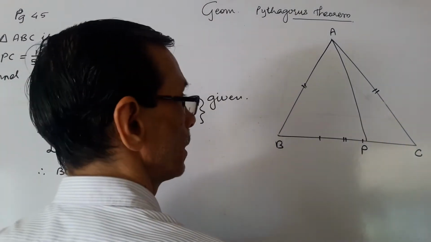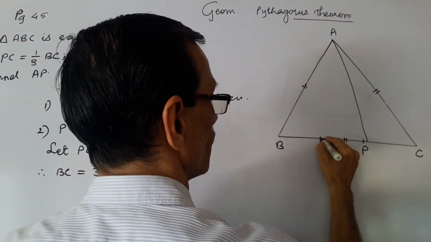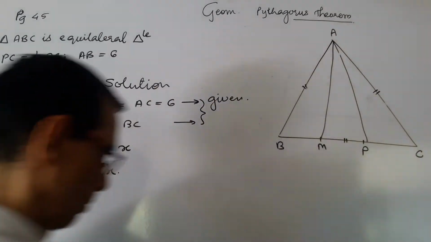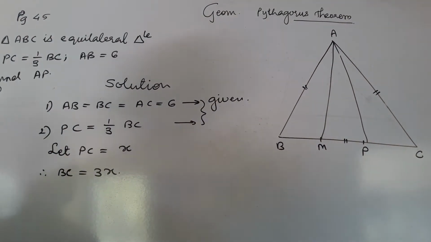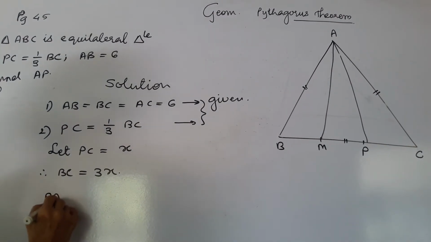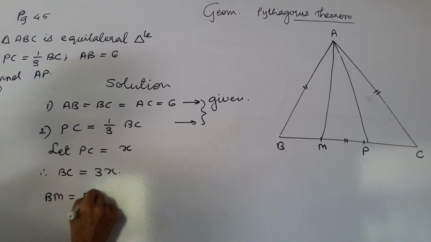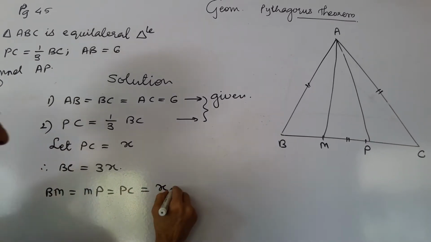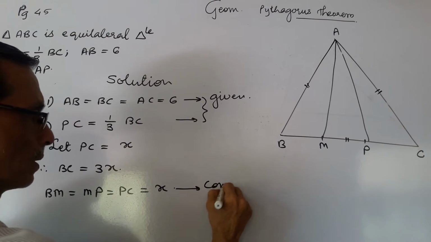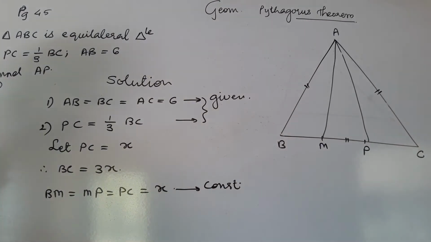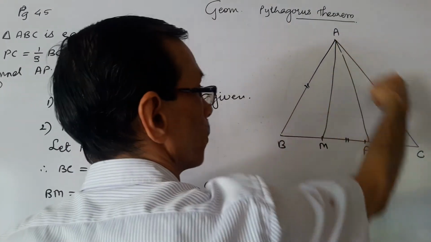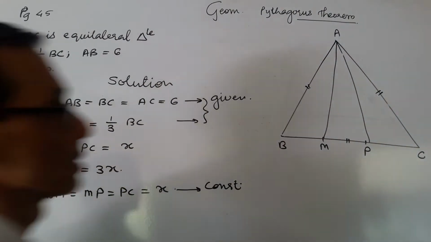Now let us take one more point here, M, and join AM. Therefore we will find that BM equal to MP equal to PC equal to X. Let us take this as construction. Now AB is 6, and therefore AC also is 6.